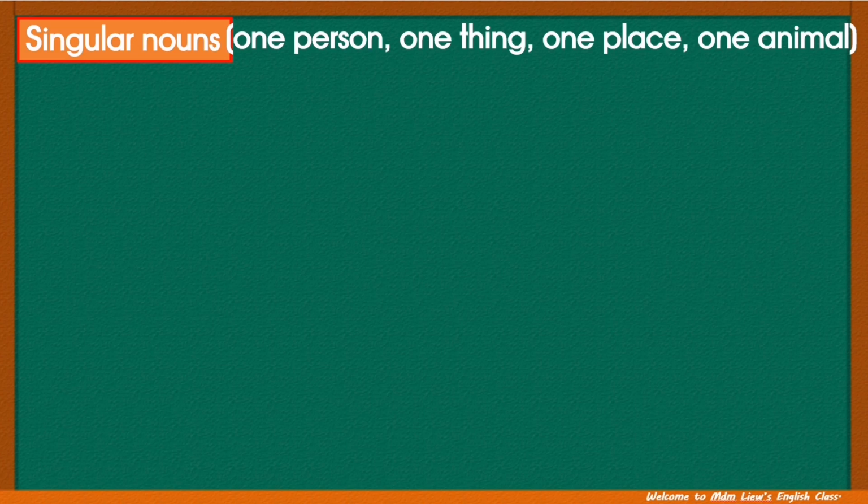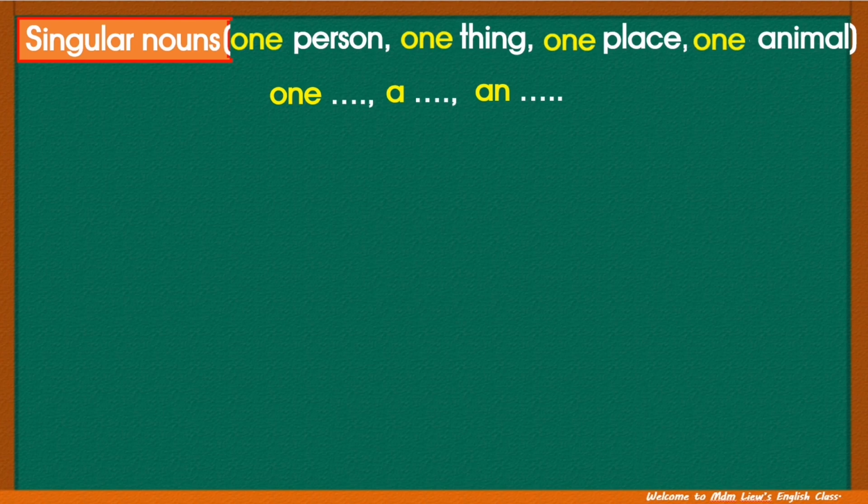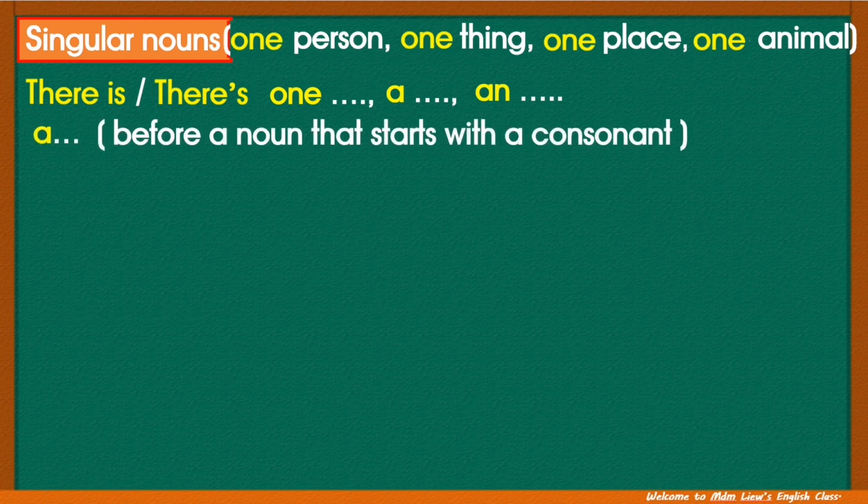First, let's talk about the singular nouns. A singular noun refers to only one person, one thing, one place, or one animal. We can use one, a, or an in front of a singular noun. And when the noun is singular, we use the phrase there is or there's in the beginning of the sentence. Now, instead of 1, we can use a to replace the number 1. A is used before a noun that starts with a consonant.